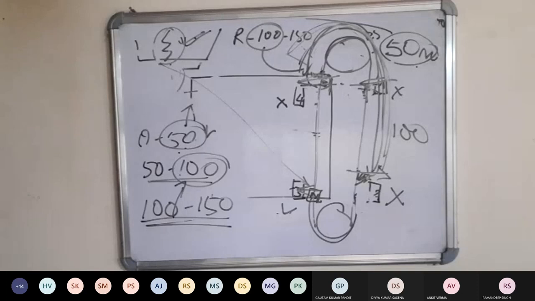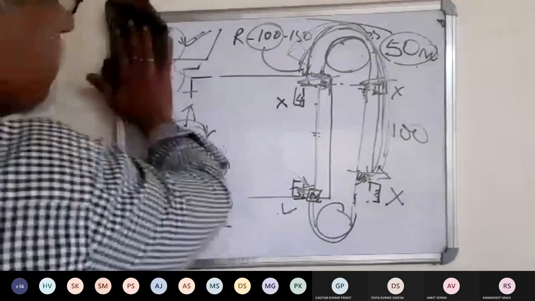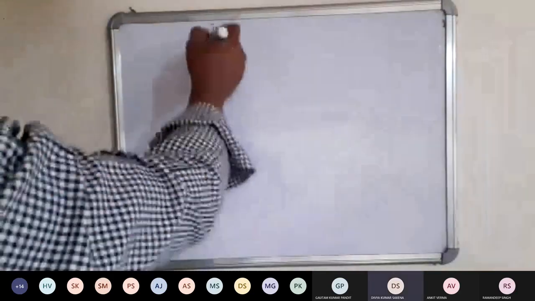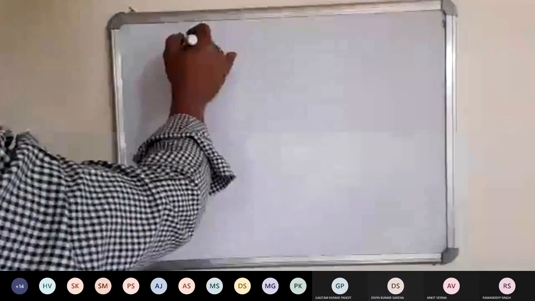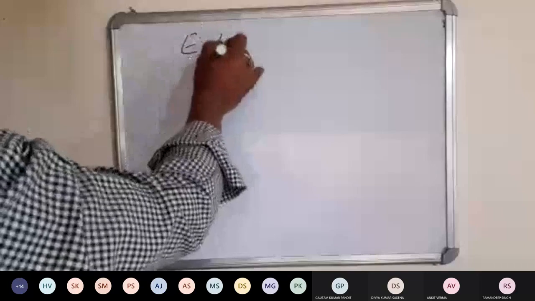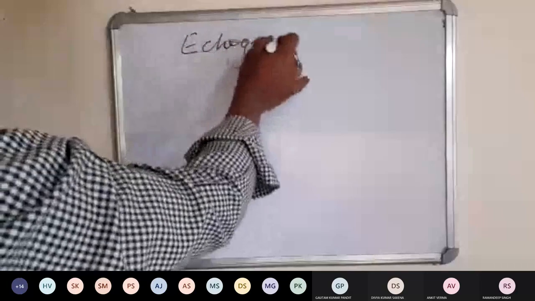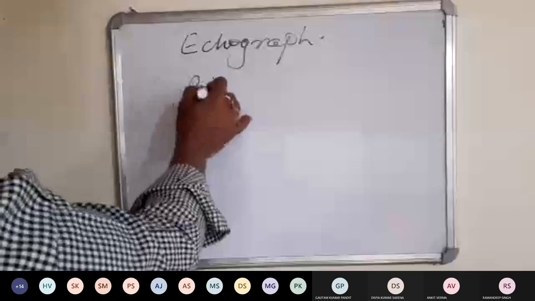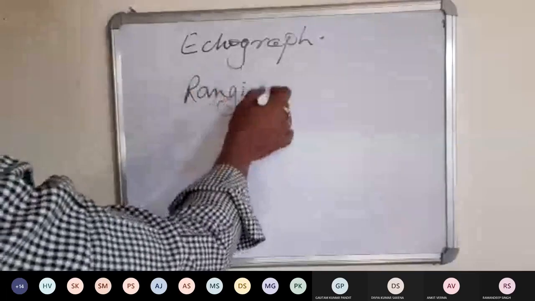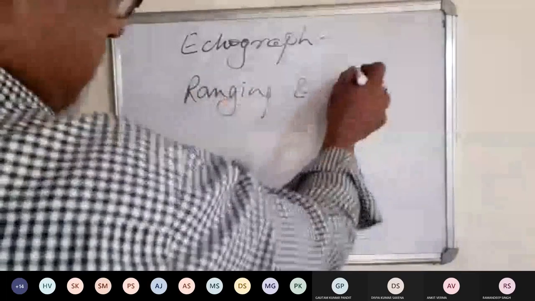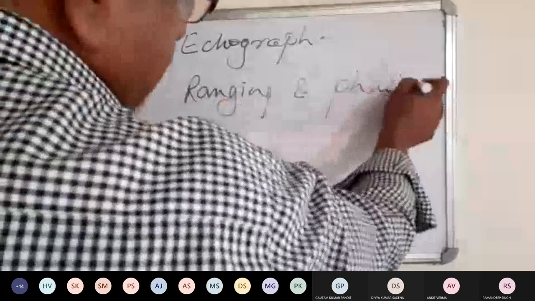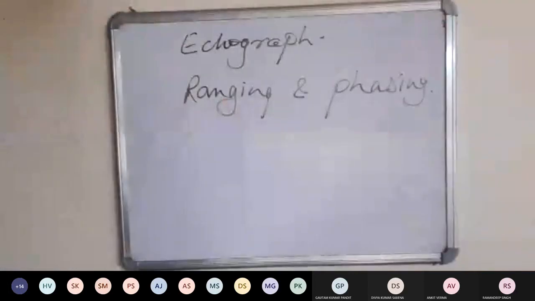What do you say? Are we good? Yes, sir. Good. So what we did was echograph, and we did ranging and phasing. These are the two things we did.